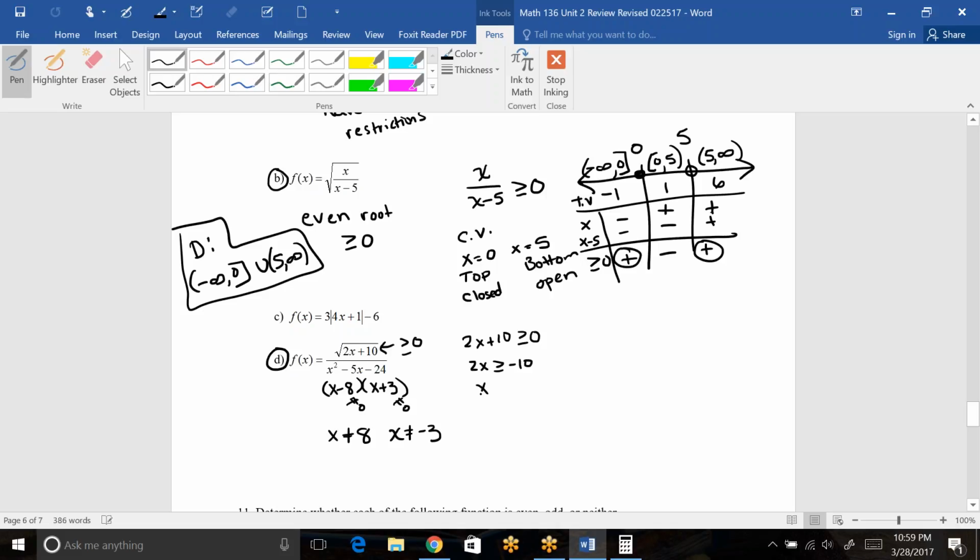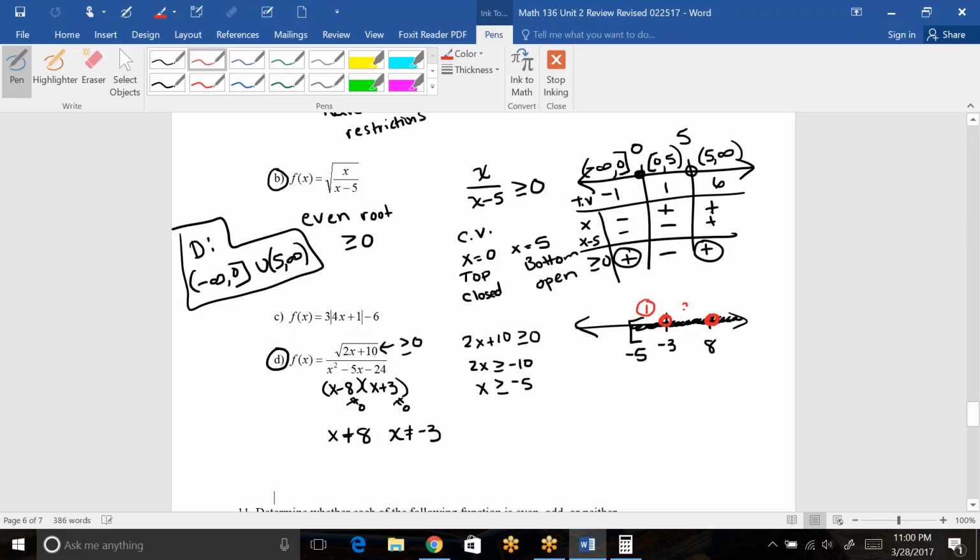We subtract over the 10. We divide by 2. And you do not need to flip your inequality because you're dividing by a positive. Okay, so here's what I have. I know right now on my number line that I have to be greater than or equal to -5. So that means right now, this is what I'm looking at. The number -3 would be right here, and 8 would be farther along. Both of those caused issues because they're in the denominator. So now all of a sudden you have to create these open circles on those specific numbers.